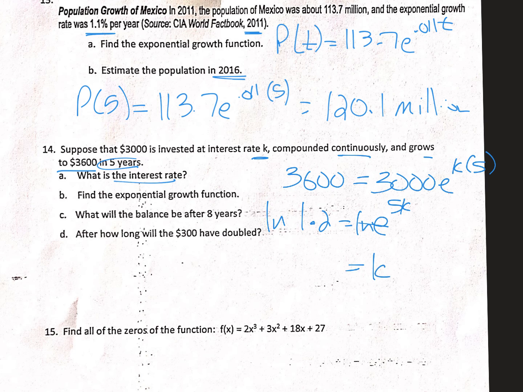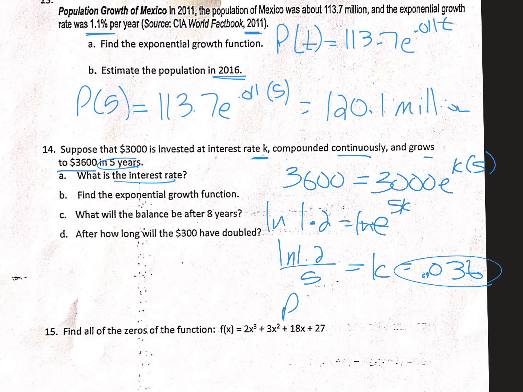So to get the K by itself, I'm really going to do natural log of 1.2 divided by 5. I'm going to punch that in real quick. Divided by 5, I'm getting 0.036. So that's our K. That's our rate.